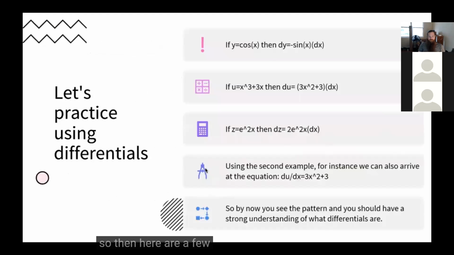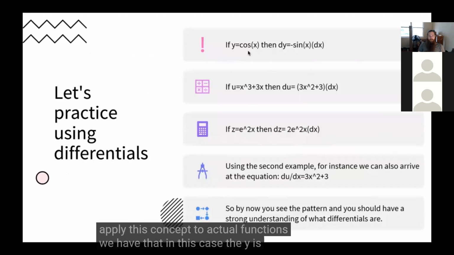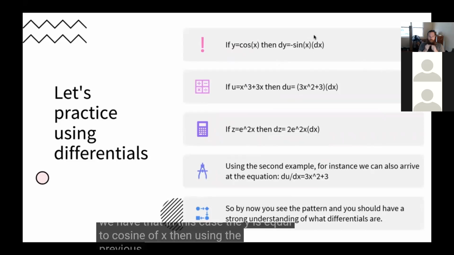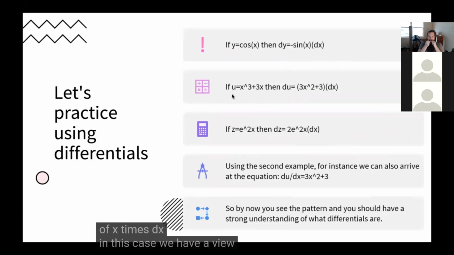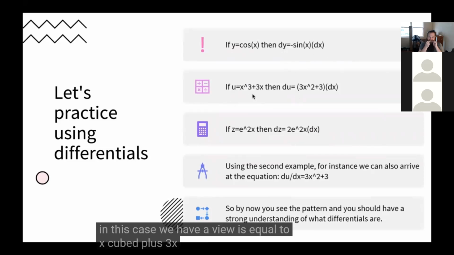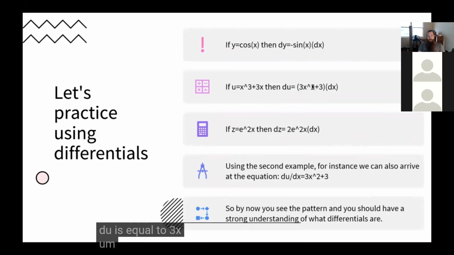So here are a few examples of how we would apply this concept to actual functions. If y is equal to cosine of x, then using the previous formula, dy is equal to f prime of x times dx, so dy is equal to negative sine of x times dx. If u is equal to x cubed plus 3x, then applying that formula, du is equal to 3x squared plus 3 times dx. It's just the derivative of the function times dx.